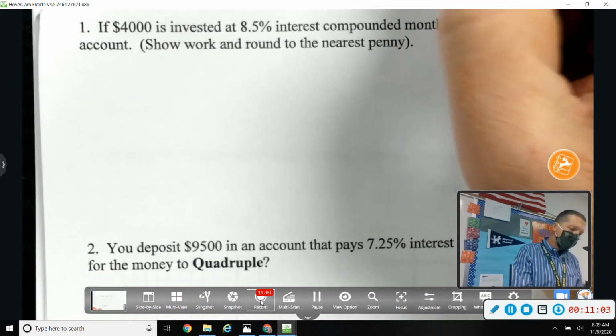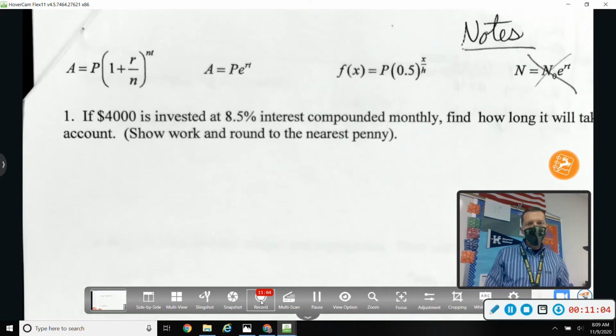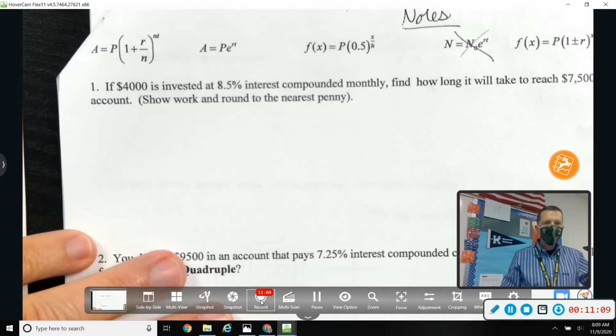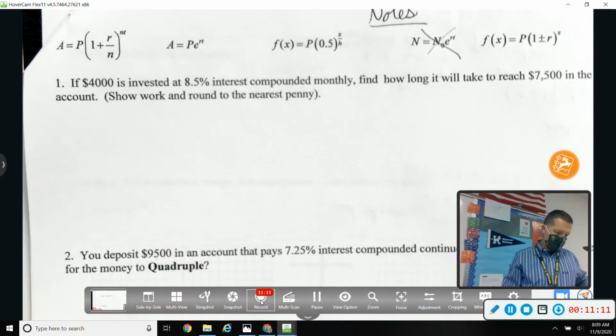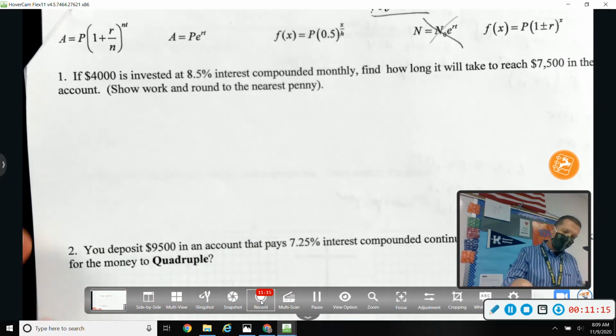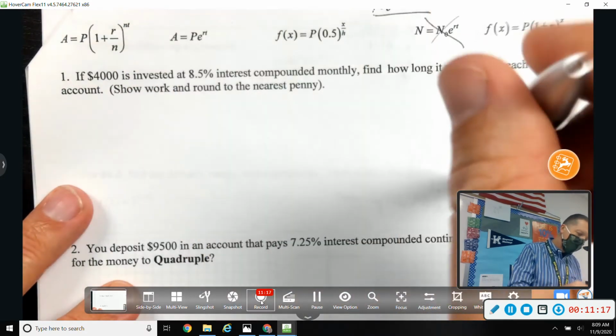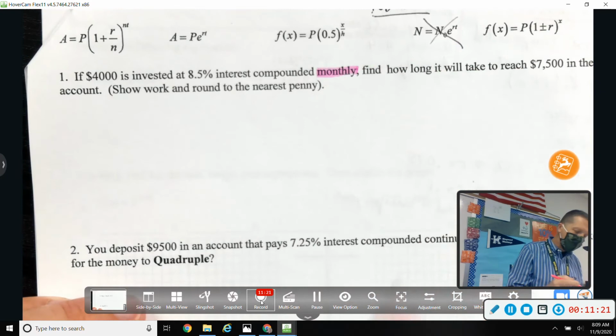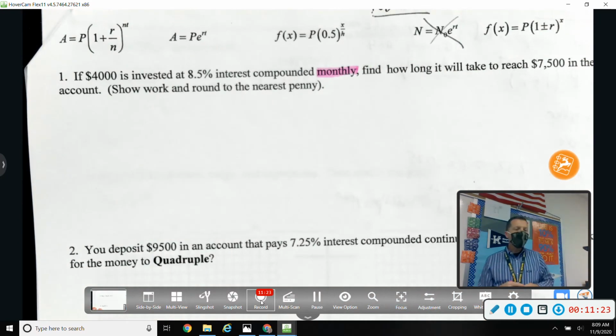All right, so today's notes page, we can work some of these together. If 4,000 is invested at 8.5% compounded monthly, so there's our key giveaway word there, compounded monthly, not continuously. How long will it take to reach 7,500 in the account? Then it says round to the nearest penny.